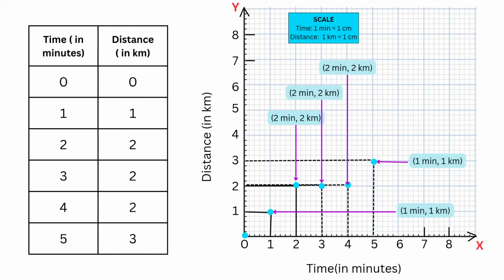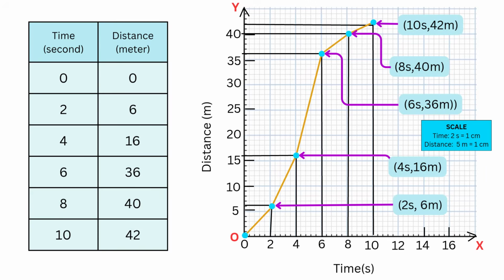Now, what if the object stops for a while? Let's see what that looks like. At first, the car moves uniformly. Distance increases. But between 2 and 4 minutes, the line becomes horizontal, showing that the distance doesn't change. That means the car is at rest. When the line rises again, motion has resumed. A horizontal line on a distance-time graph means no movement.